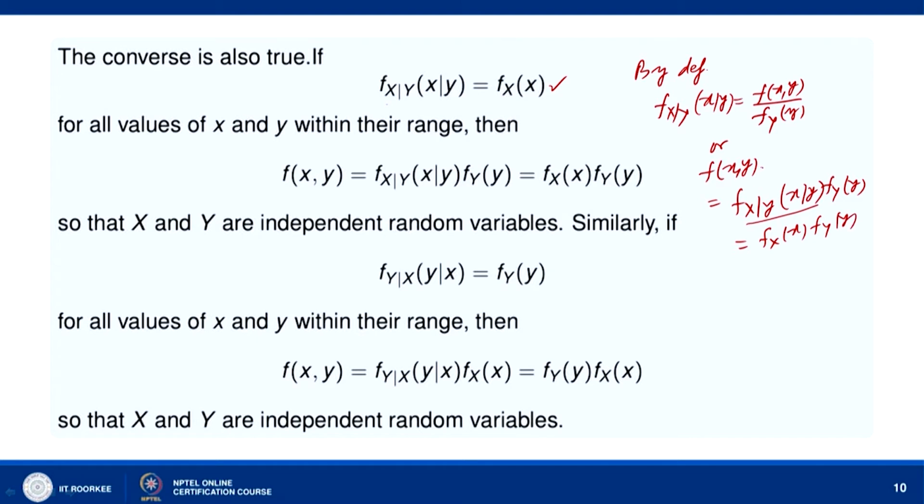So, f(x,y) is equal to f_X(x) into f_Y(y), and therefore, X and Y are independent random variables. Similarly, if f(y|x) is equal to f_Y(y), then f(x,y) equals f(y|x) f_X(x) equal to f_Y(y) into f_X(x). So, X and Y are independent random variables.